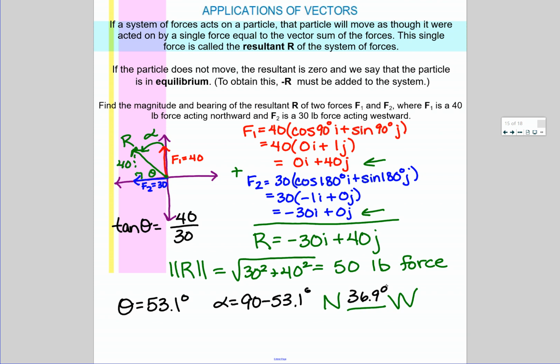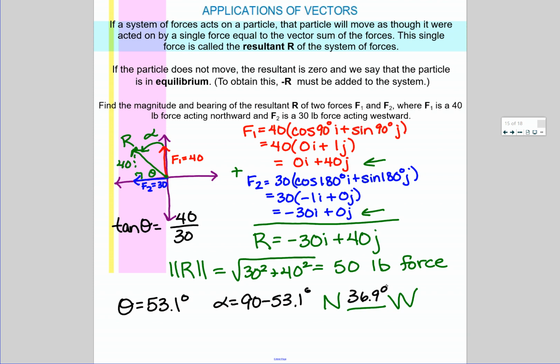So there's a few steps to these. You have to find each of your vectors first in IJ form. You have to add them together, and then once you have the resultant vector, that's what you use to answer the question. The length of that resultant vector is your magnitude, and the direction of your resultant vector, and I think drawing the picture really helps here, is going to help you with your bearing. So we're going to do one more problem like this to practice this kind of idea.